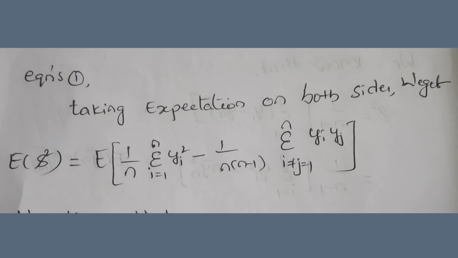So in equation number 1, taking expectations on both sides, we get the expectation of small s square equals the expectation of 1 by n summation i ranges 1 to n yi square minus 1 by n into (n minus 1) summation i not equal to j, 1 to n, yi yj.